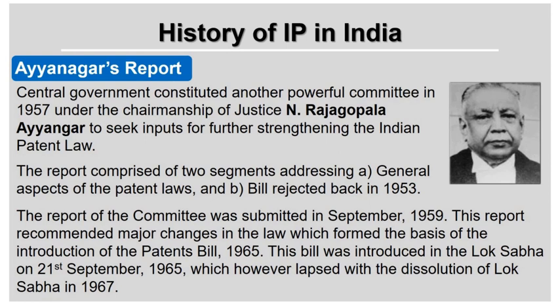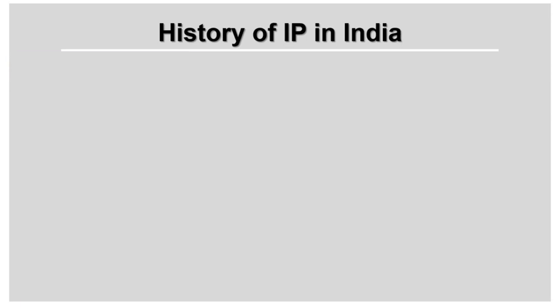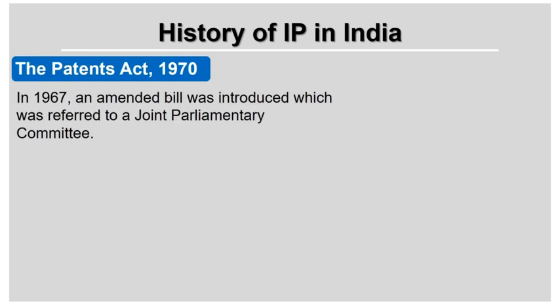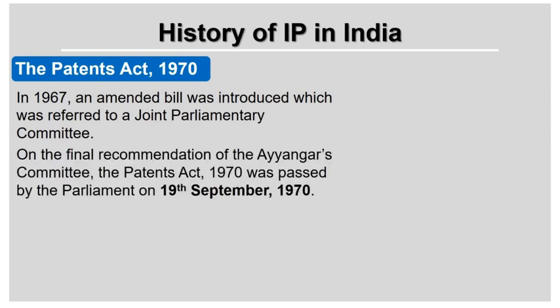This bill was introduced in the Lok Sabha on 21st September 1965. However, it again lapsed with the dissolution of the Lok Sabha in 1967. In 1967, an amended bill was introduced which was referred to a joint parliamentary committee. On the final recommendation of the Iyengar committee, the Patents Act 1970 was passed by the Parliament on 19th September 1970.